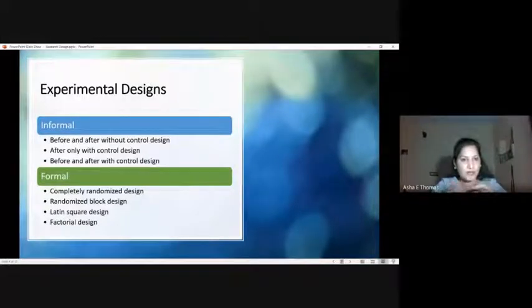So as I said, experimental designs can be categorized into two, informal and formal designs. Today we would be discussing the informal designs. It's very easy to understand. Just listen to me very carefully. Informal designs have three types. One is the before and after without control design. The next one is the after only with control design, and the last one, which is supposed to be the most sophisticated with respect to informal design, is the before and after with control design. Now let's look at what it is.